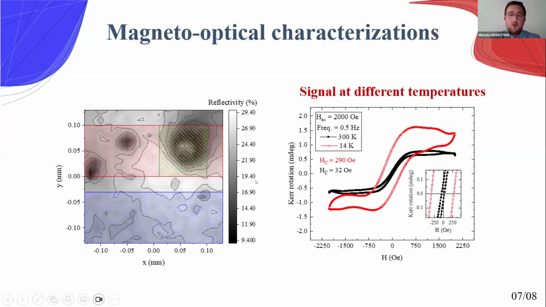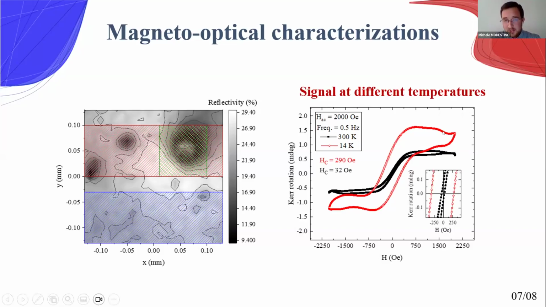In fact, we performed the loops only on the green square at lowest frequency, the frequency of 0.5 Hz, just to compare this measurement to the one obtained by DC characterization. And we performed the loops at 300 kelvins and at 14 kelvins. The loops obtained at 14 kelvins is obtained after the subtraction of the keratin signal at 14 Kelvin.